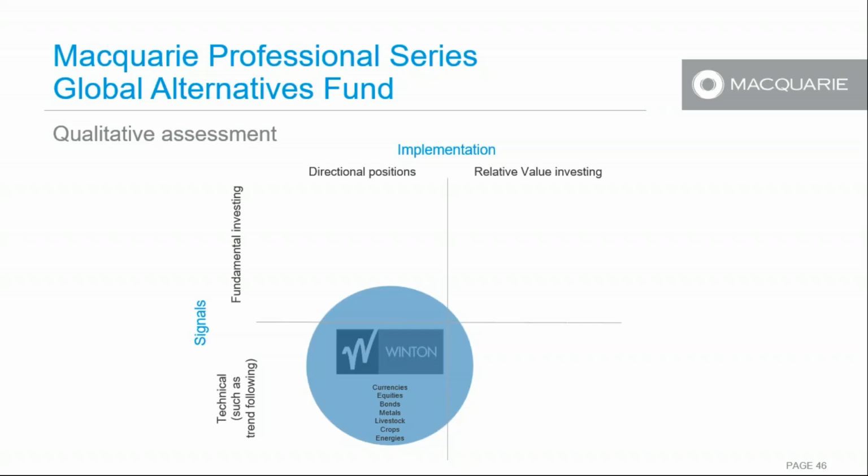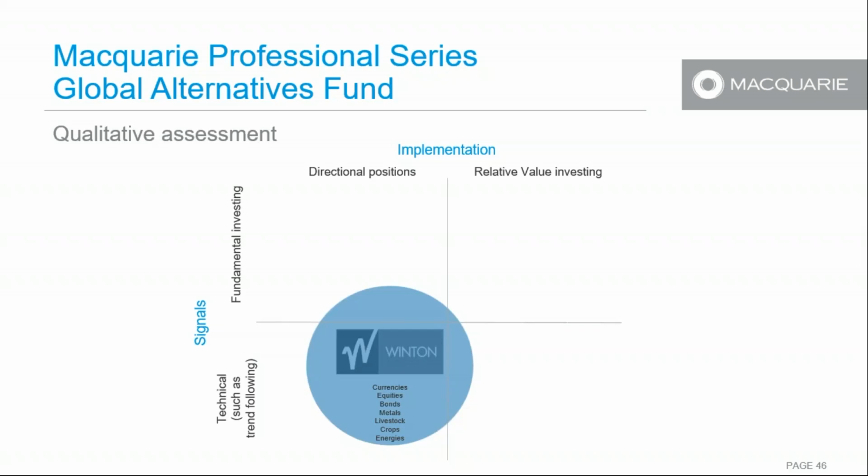Winton are one of the longest standing fund managers in this space. And when we launched the fund in the Australian market in 2007, they were Australia's first daily liquid trend following fund. This also happened to be Winton's first daily liquid account globally.